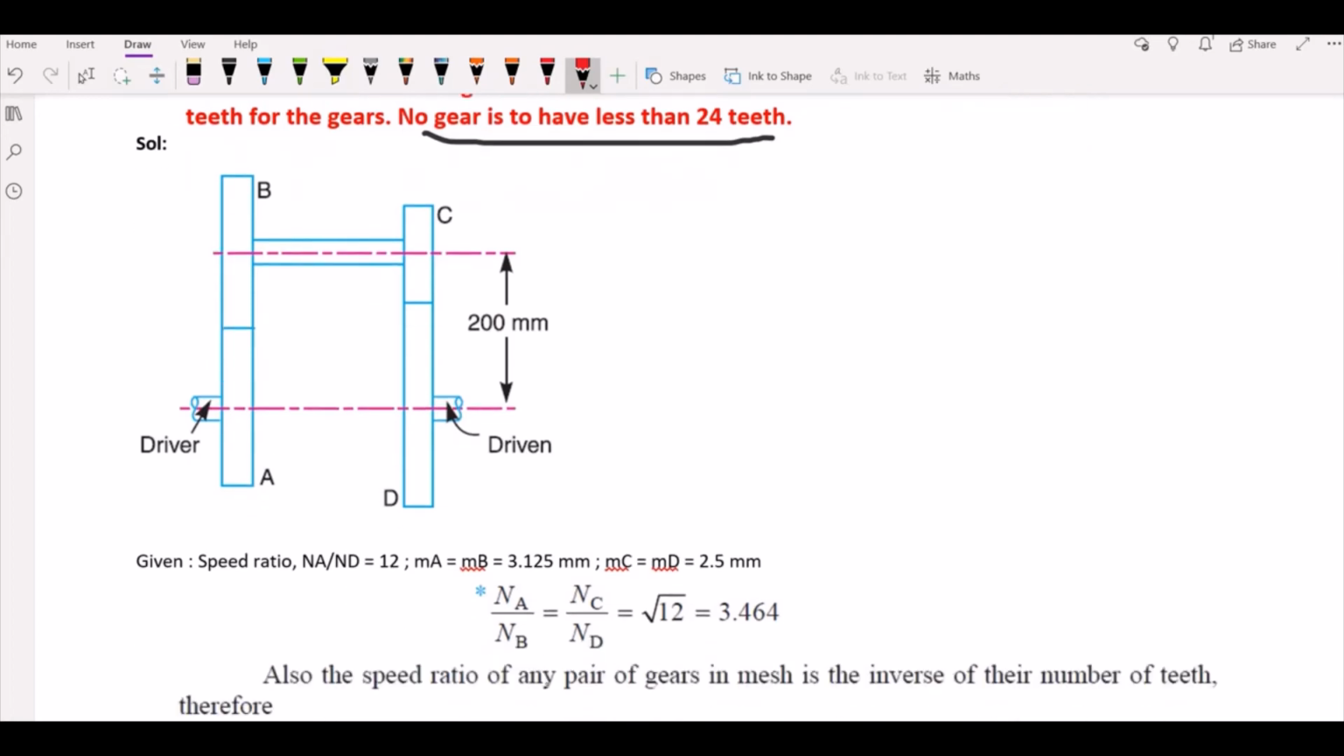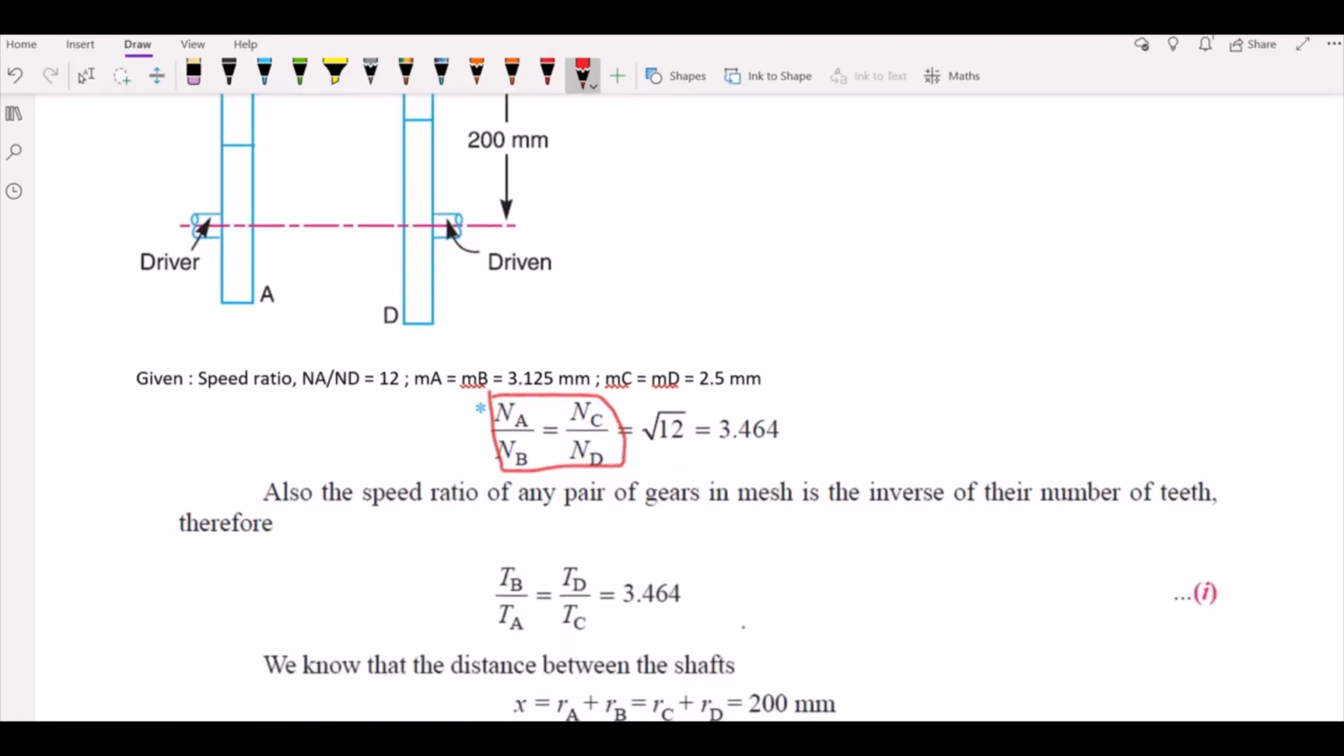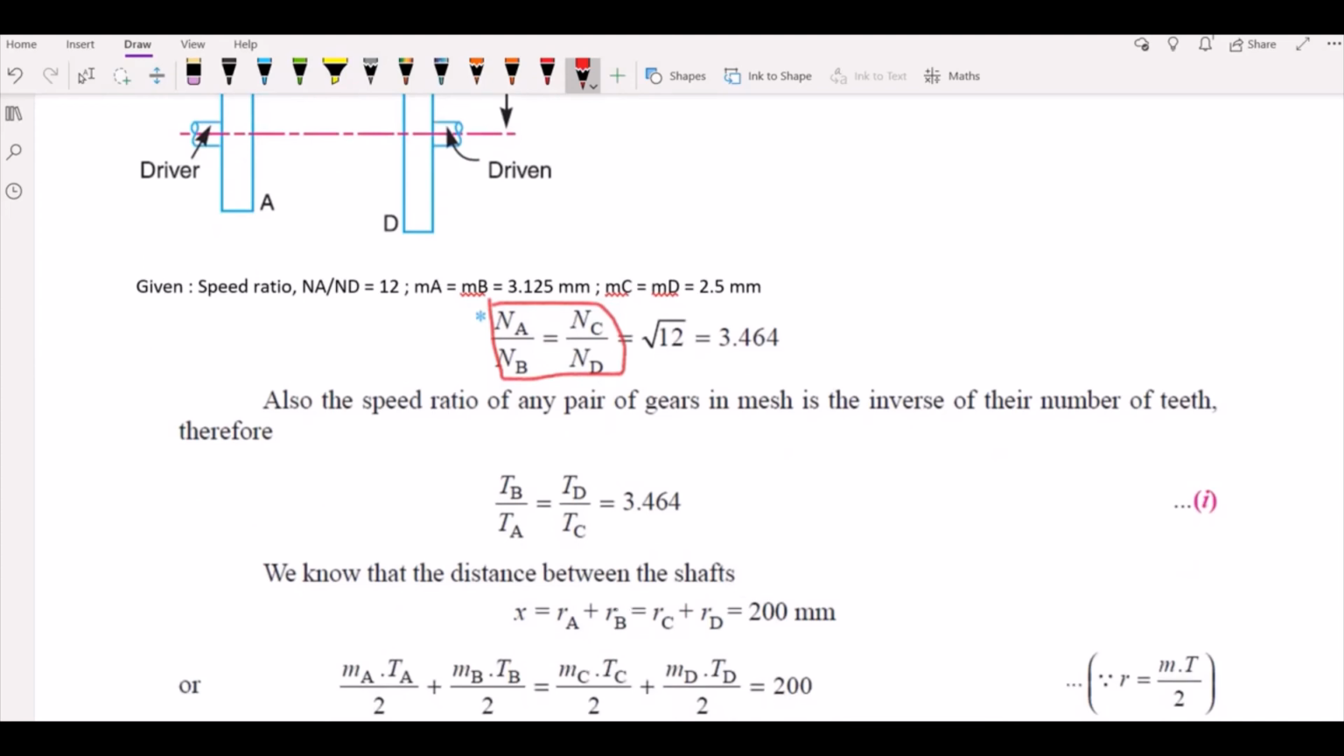From this you can calculate the relation of NA by ND, from the relation of both the coaxial gears for your reverted gears: NA by NB is equal to NC by ND. As you know, the gear ratio or speed ratio is 12, which is already given, NA by ND. So it is nothing but the square root of 12, which you got as 3.464, and the train value is the same. If I calculate the train value or number of teeth, it is the reciprocal: TB by TA is equal to TD by TC, which is also the same, 3.464.